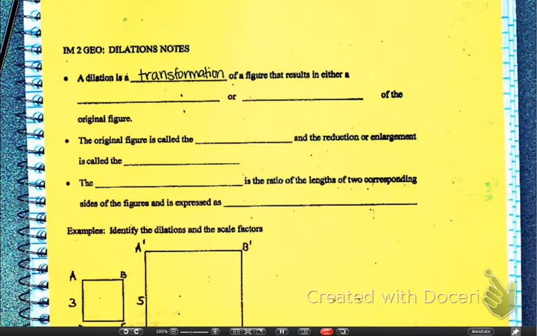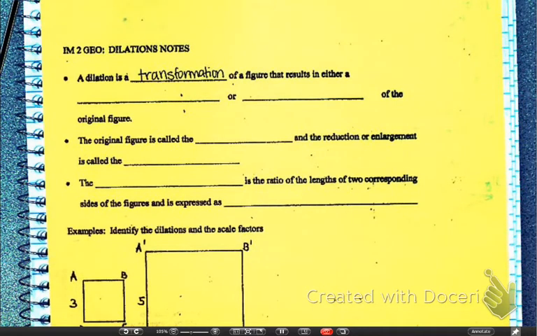Okay, so a dilation is a transformation of a figure that results in either... So two things are going to happen with a dilation. So let's go back to IM1 for a second. For a rotation, you had a figure and it just turned, right? A reflection, it flipped. What was a translation? It just moves. It stays exactly what it was. So if this is my calculator here, it just slides over. That's a translation. A reflection would be the flip. A rotation would be a turn.